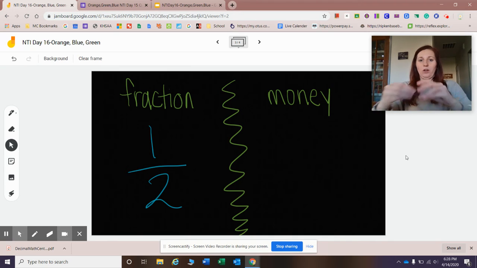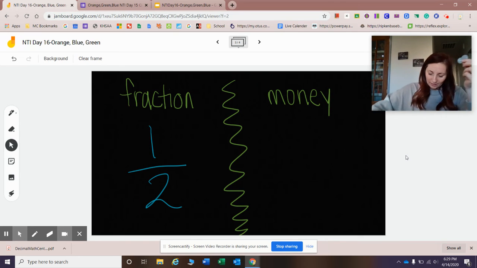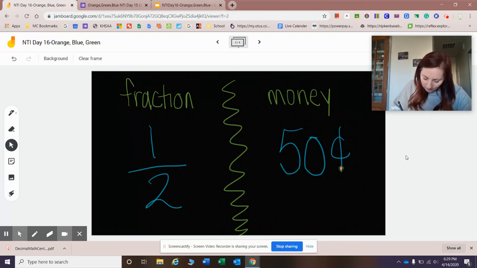Well, let's stick with quarters for a second here. If I said that I had 4 quarters, right, and I needed to have half of $1, how many quarters do I need? If you said 2, you're correct. So 1/2 is the same thing as 50 cents. So that could be 2 quarters.